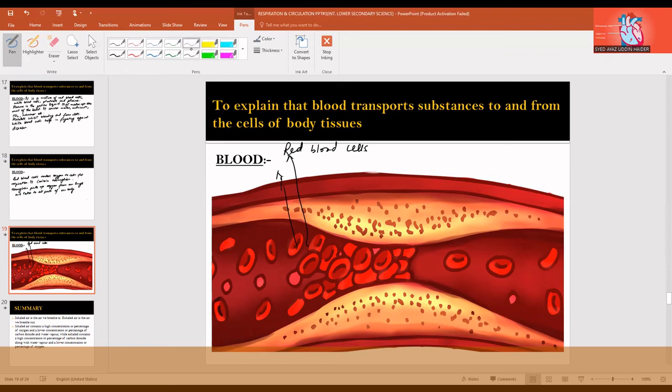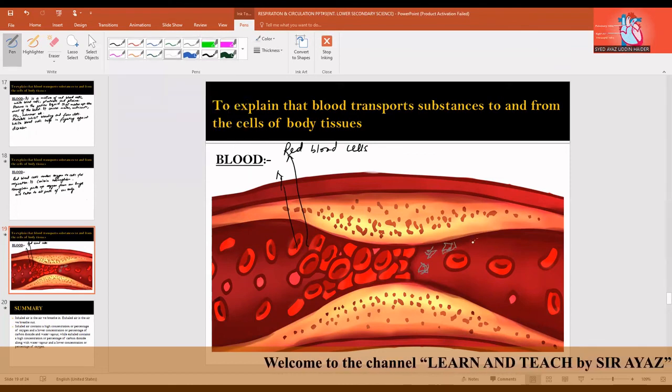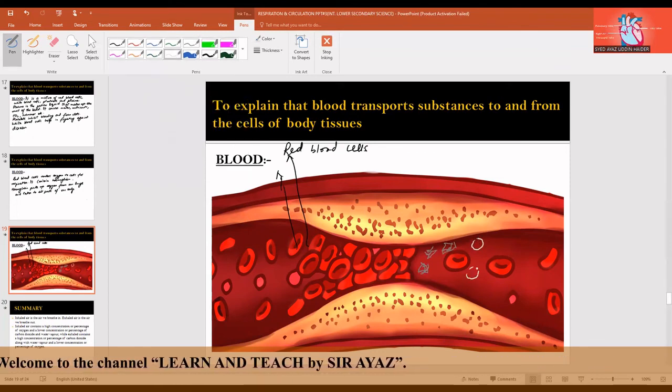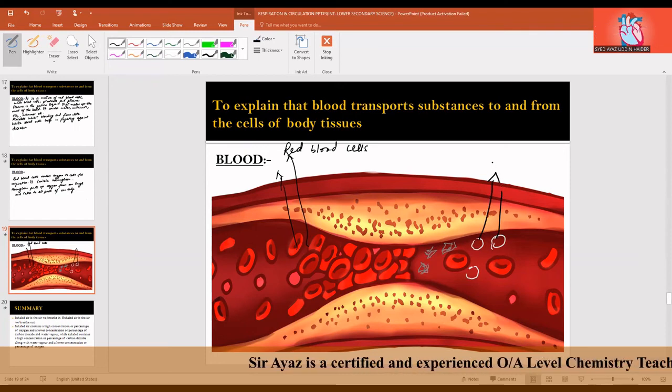I want to show you platelets. These are the platelets. You'll find platelets. These are the platelets. And white blood cells will be like this. These are the white blood cells. And yellow one is the fluid plasma.